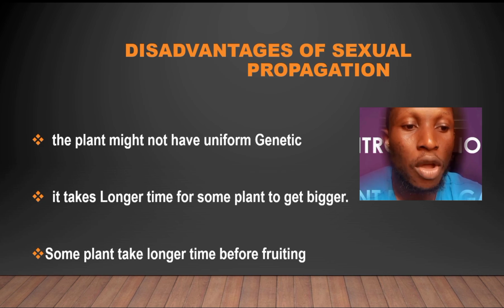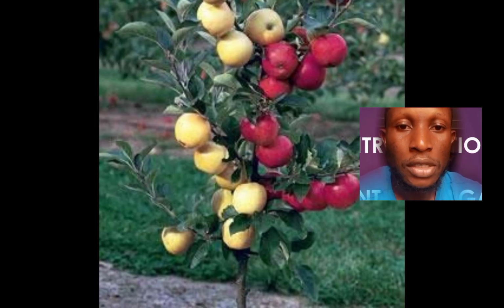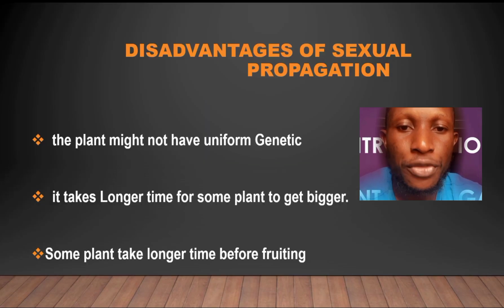Another one is it takes longer time for some plants to get bigger. So if you do sexual propagation, it takes longer time for some plants to get bigger. Some plants will take years, 4 years, 5 years, 6 years before they even start getting bigger, not to talk of bearing fruits. And the last one is some plants take longer time before fruiting. When you're doing sexual propagation, it takes longer time before it starts fruiting. That's what some plants do.